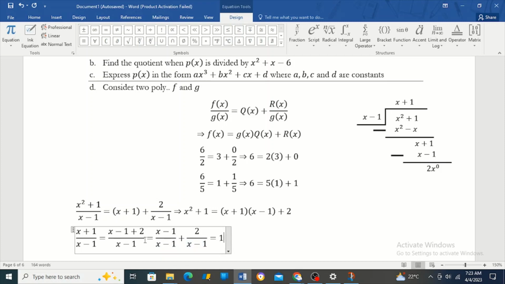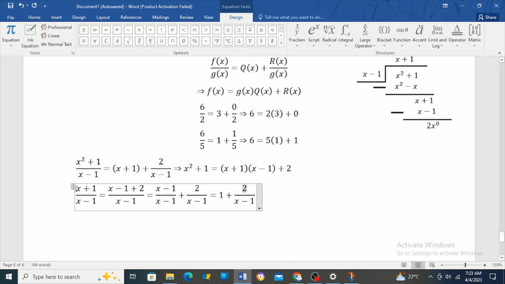So this gives me 1 plus 2 over x minus 1. So you see that when I take a polynomial of degree 1 and I divide it with a polynomial of degree 1, the quotient is a constant and the remainder is also a constant. Okay, so how do we now give a general representation? Polynomial of degree 2, the quotient is going to be a linear factor and the remainder is going to be a constant. Polynomial of degree 1, quotient constant, remainder constant.